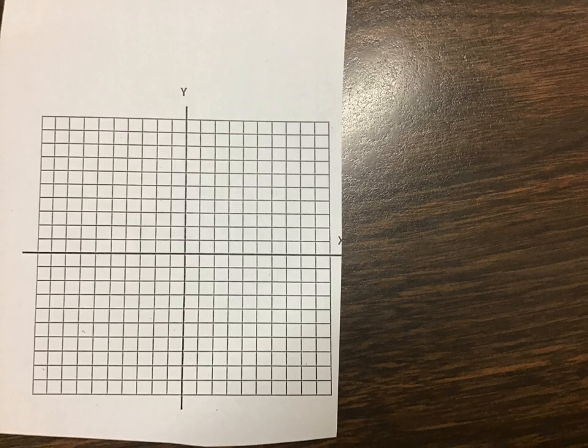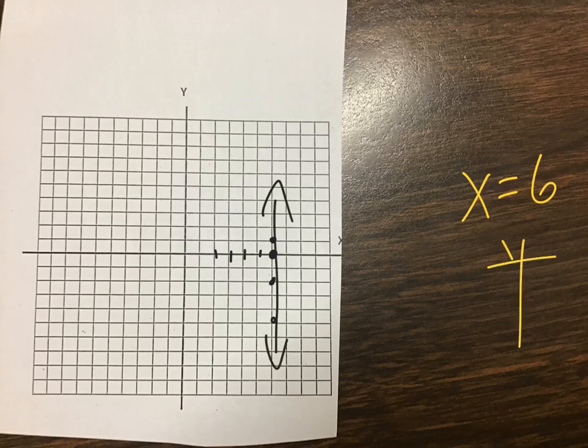Okay? Now I got one more review with you real quick. We talked about this yesterday. But if I just have a single variable, I just have to think about where is x equal to 6. Well, x is equal to 6. 1, 2, 3, 4, 5, 6 right there. Now where else is it equal to 6? How about right here? How about right here? How about right here, right? It's always 6.